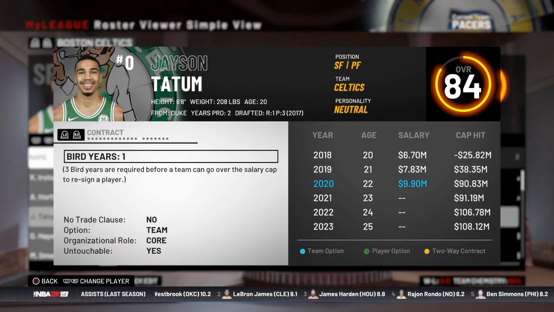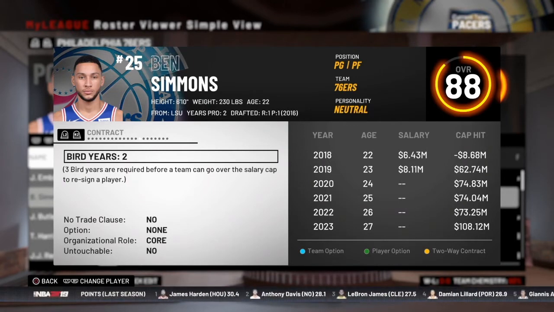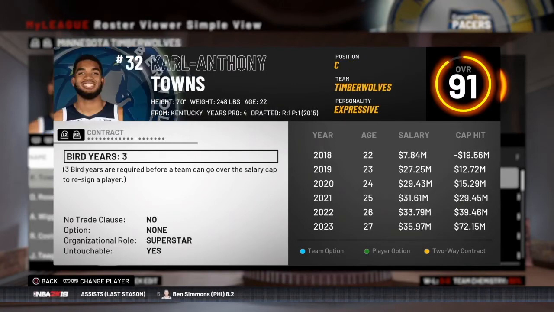In the prior draft in 2017, Jayson Tatum was drafted by the Celtics, and he's played one season with the Celtics in this file, so he has 1 bird year. The year before, in the 2016 draft, Ben Simmons was drafted by the Sixers, and he's completed his second year in the file here, so he has 2 bird years. So you can see here, as you play with the same team, you accumulate your bird years. Just moving along here, showing you how bird years accumulate.